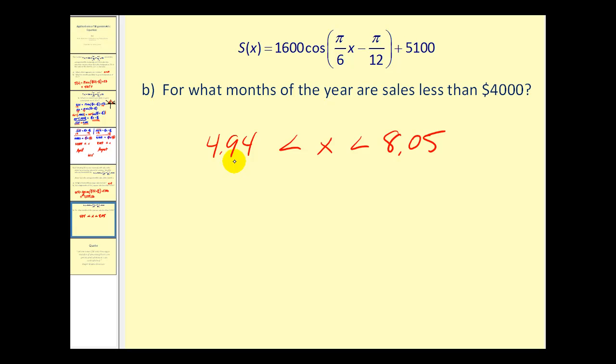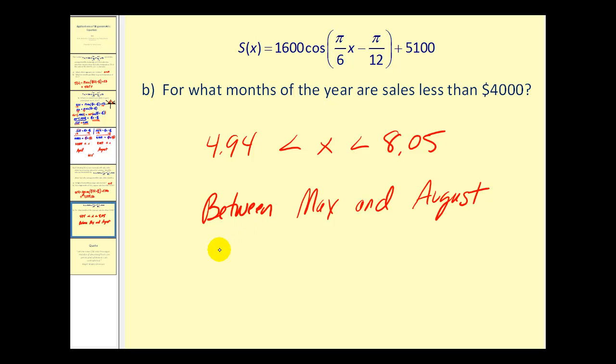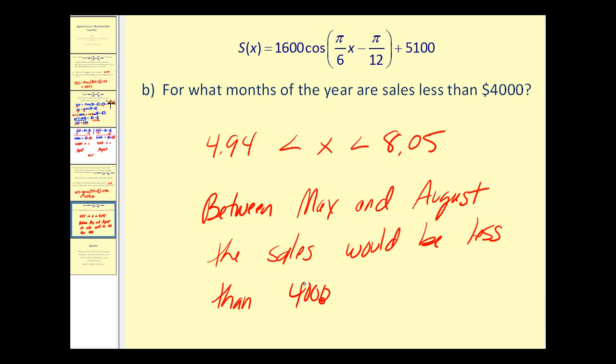Well, this is very close to the 5th month, which would be May, and the 8th month would be August. The sales would be less than $4,000. Now, one thing we have to be careful about here, some textbooks are very technical. If we say x equals 8 is August, then that means from 7 to 8 would be August. Anything larger than 8 would actually fall into the next month, September. You can see I'm rounding to the nearest month. So this is close enough to 5 for me, and this is close enough to 8. Therefore, we'll say between May and August.